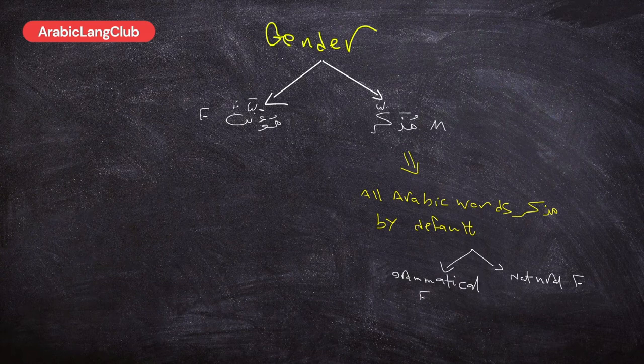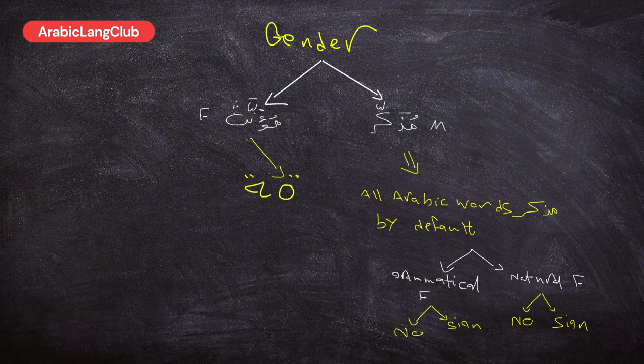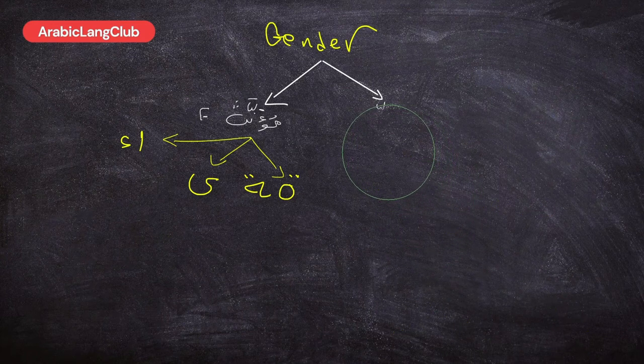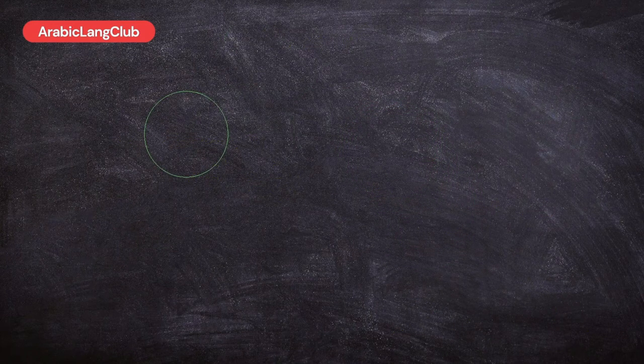And natural feminine could be with a sign or with no sign. And the same with grammatical gender, could be with a sign or with no sign. We have three feminine signs in Arabic. One of them is the most common one, which is ta marbuta. And then we have the alif maqsoora. And the last one, alif mamduda. Let's speak about each one with more details.